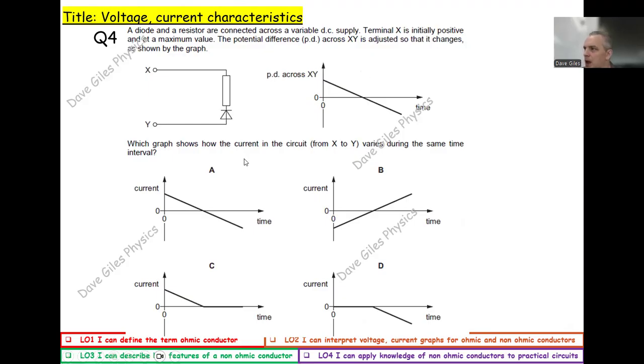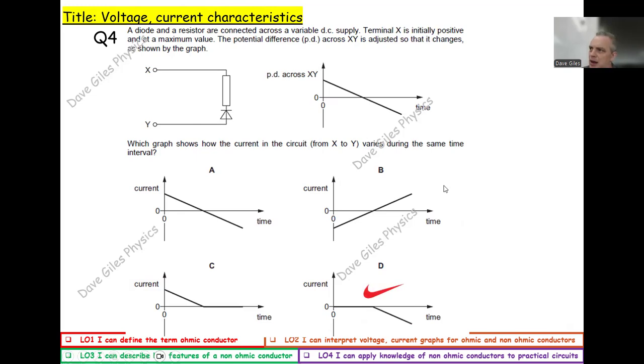So when the potential difference at this end is positive, that means it's actually in reverse bias, so no current will flow. Then when it becomes negative and this end becomes positive, current will start to flow, and it'll flow in this direction from Y to X. So the answer is therefore D.